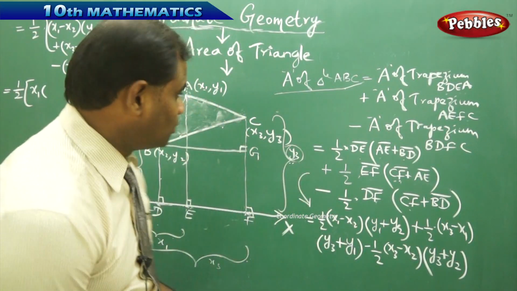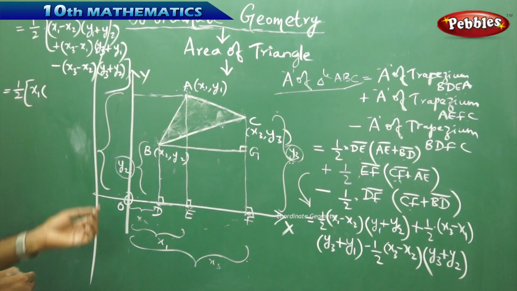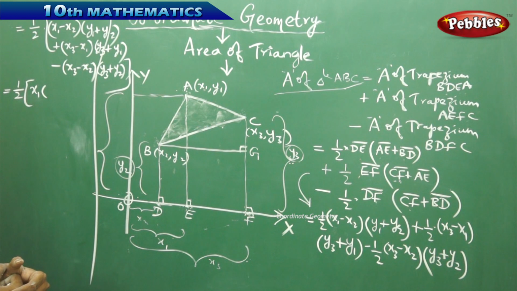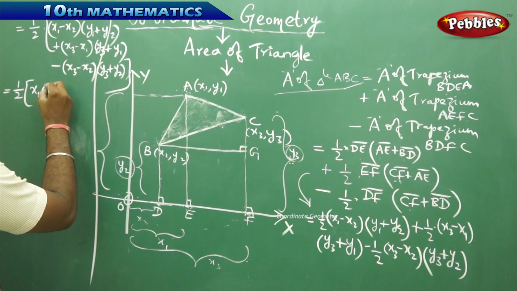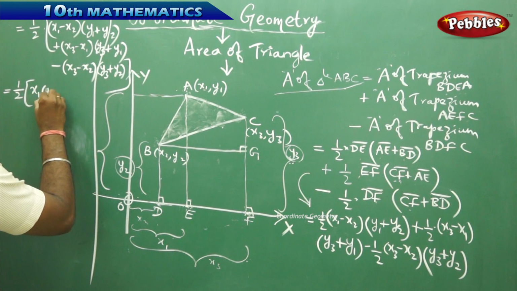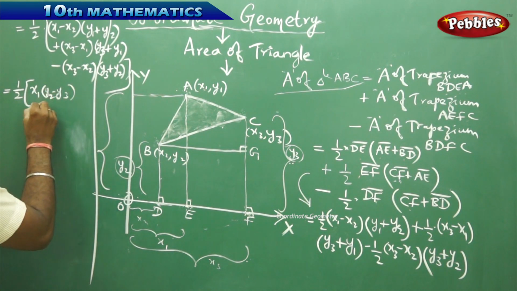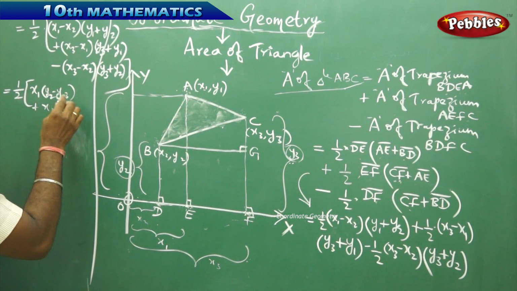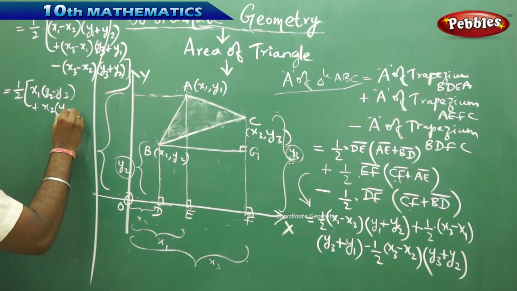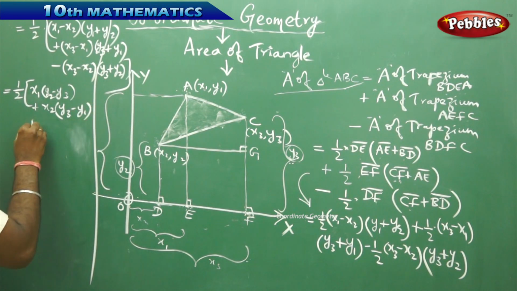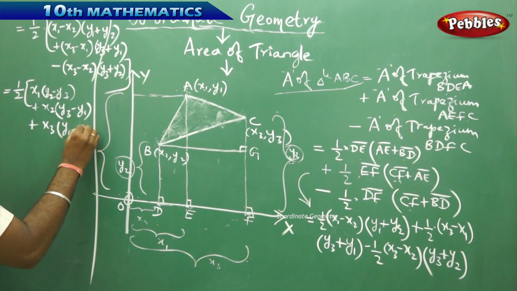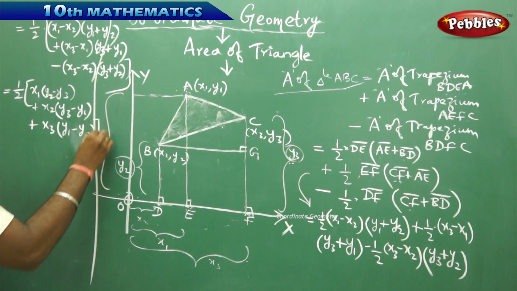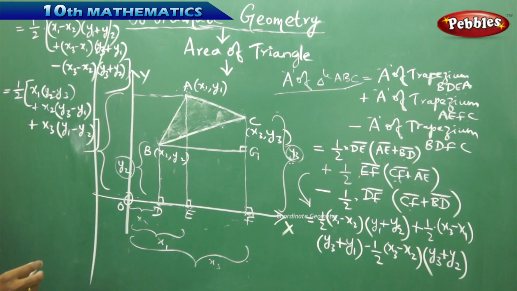Now expanding the whole of the brackets and taking x1, x2 and x3 common respectively, I get x1 times y2 minus y3 plus x2 times y3 minus y1 plus x3 times y1 minus y2 as the entire area.